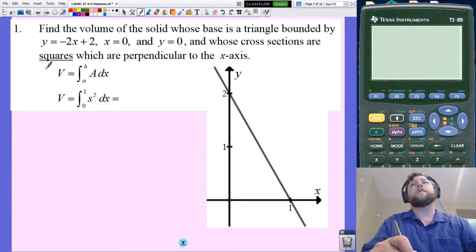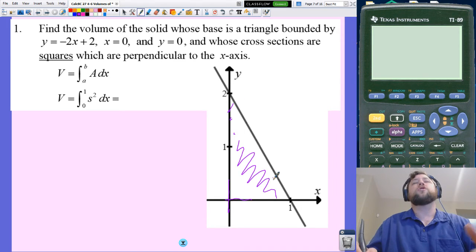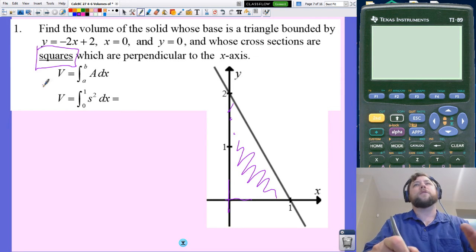Let's take this problem. Find the volume of the solid whose base is a triangle bounded by this line, y equals negative 2x plus 2, x equals 0, which is this line, and y equals 0, which is this line. So basically, you're trying to find this area right in here, and it's forming a triangle shape. It says whose cross-sections are squares. So again, we're going to do the side squared thing. Again, we're talking area.